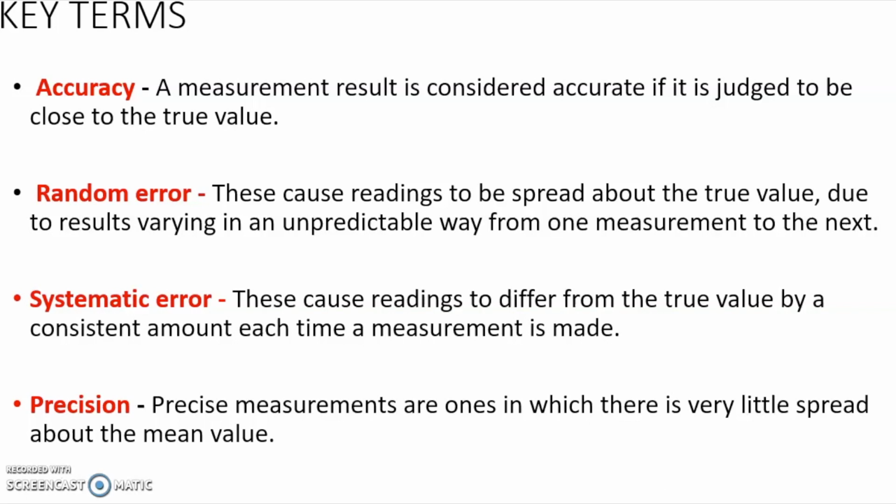Precision. Now, precision is different to accuracy. Precise measurements are ones in which there's very little spread around the mean. So that's the crucial point here. Precision depends only on the extent of random errors. It does not link to the true value. So that's where accuracy and precision vary. Accuracy is linked to, does it actually meet your true value? And precision is based around the mean, which might not be anywhere near your true value.